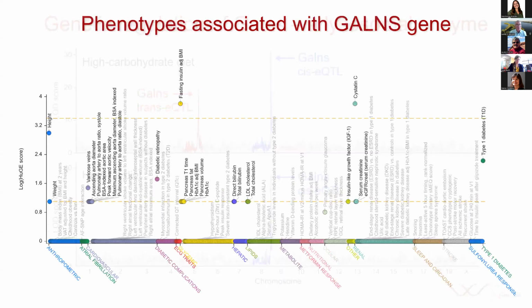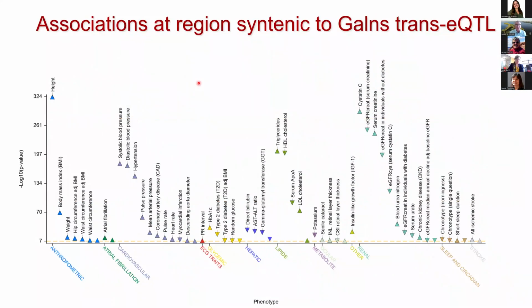I asked the question about, well, what about that region to which GAL-NS maps in trans? So now what I'm looking at is a regional association plot from GWAS, and you can see many, many traits, including lipids, that are associated to the region that is syntenic to that locus that GAL-NS maps in trans. And we're beginning to ask those questions as well, integrating our mouse data with human data.